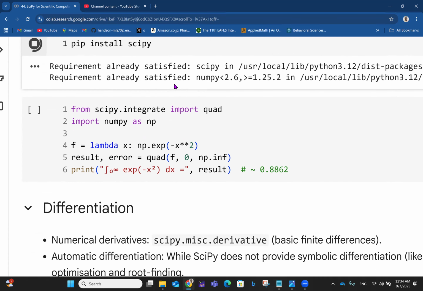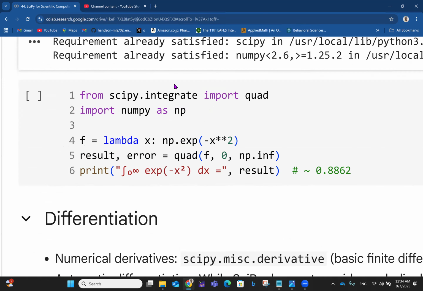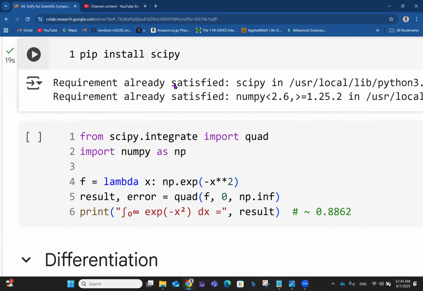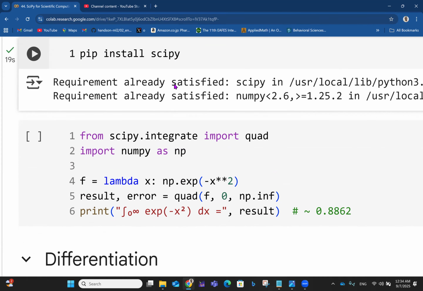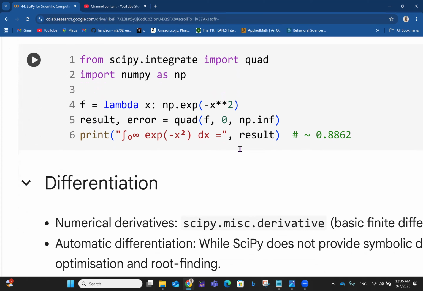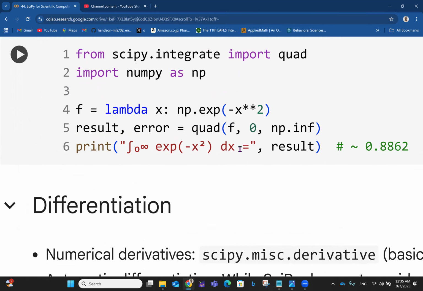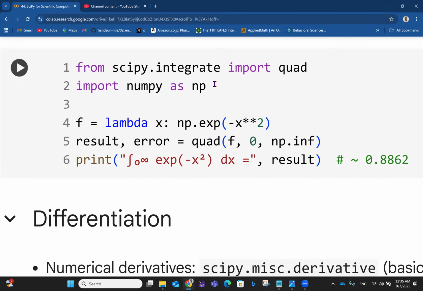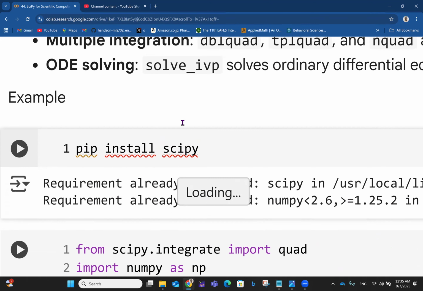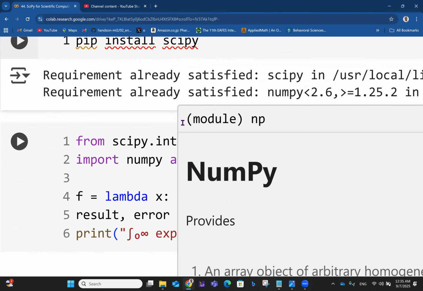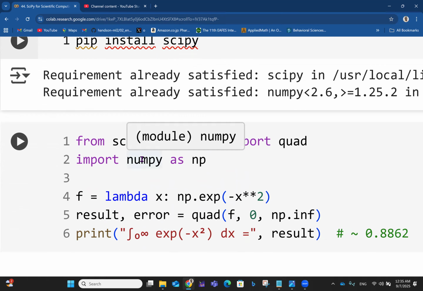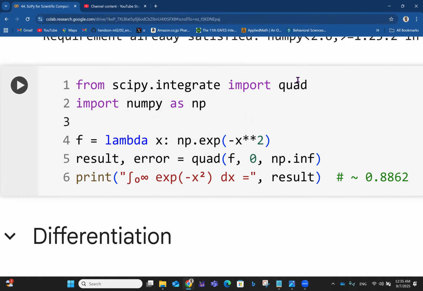So having installed it, each time you need to use it, you need to import it. Or if you need some specific tools from it, you need to get that specific tool, like what we have here. So we say from scipy.integrate, because we are focusing on integration. Because we are doing integration in this situation, from scipy.integrate, you now import quad. And you have import numpy as np.